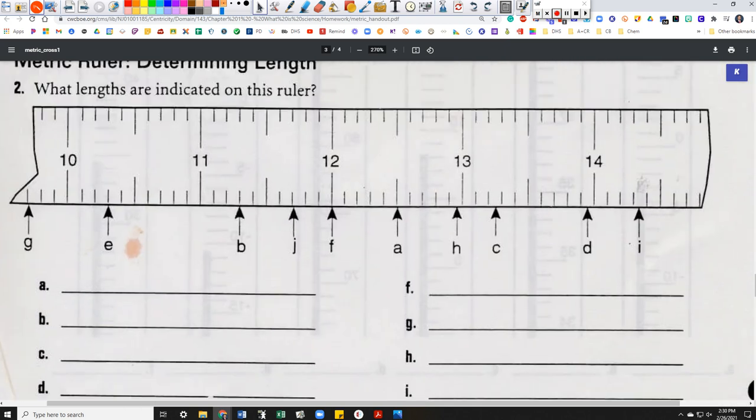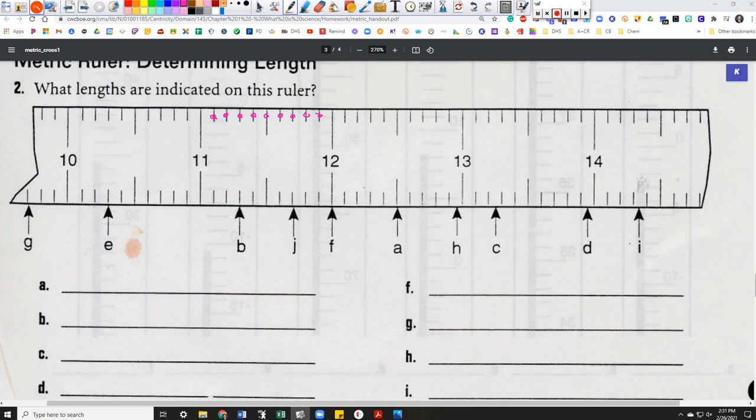What device is this? This is a ruler. Now, I'm going to ask very specific questions here. What does a ruler measure? Not units. What does it measure? Length or distance. Those are both acceptable. Here's the important question. Is this an American ruler or a metric ruler? How can you tell? The key to that is how many ticks are between each value. 1, 2, 3, 4, 5, 6, 7, 8, 9.